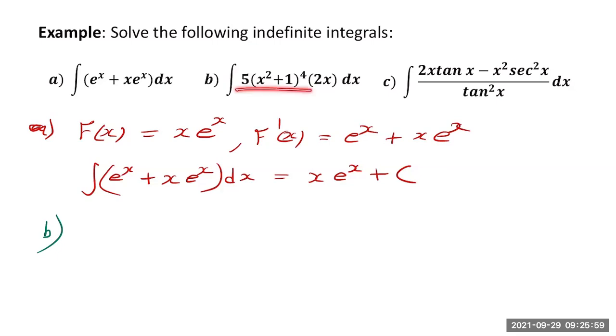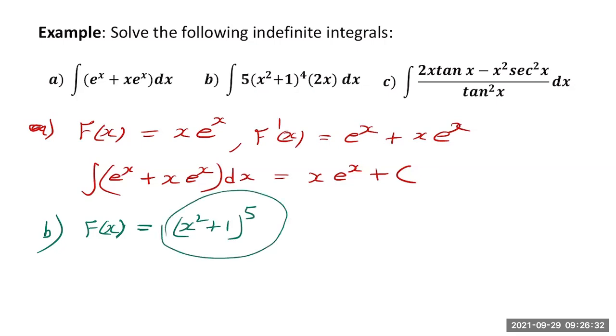Clearly it looks like we have applied the chain rule for a particular function, right, to get this function. Can you think of that original function, uppercase F of x, or the antiderivative of this function? What would be the uppercase F of x? That means a function whose derivative is this function. Well, it is clear by observation. If you take uppercase F of x to be x squared plus 1 to the power 5, the derivative of this function would exactly be this function given here.